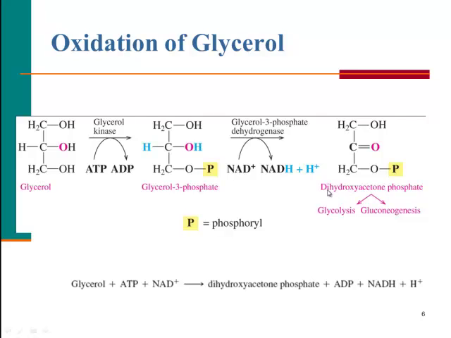Now this dihydroxyacetone phosphate can have 2 fates. It can either be utilized to provide more ATP through the completion of glycolysis, or it can be utilized in the process of gluconeogenesis to create more glucose that the liver can add into the blood, so the red blood cells and the brain have access to that glucose for their own energy needs.